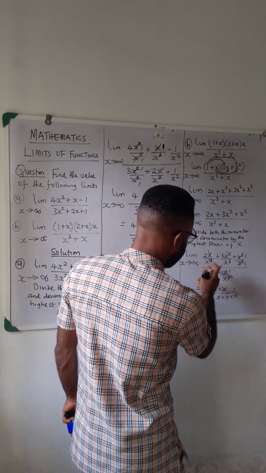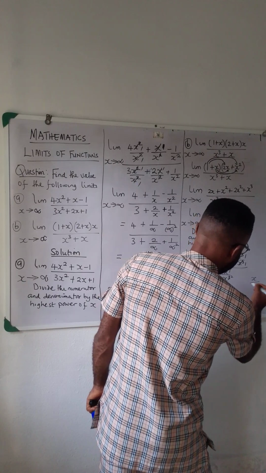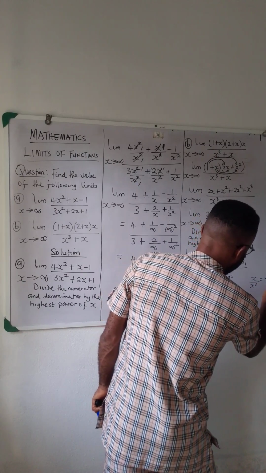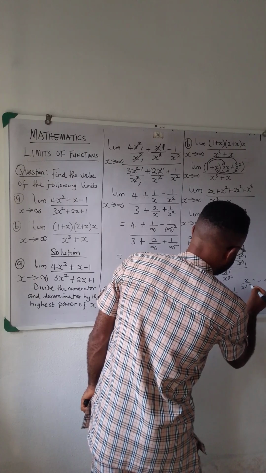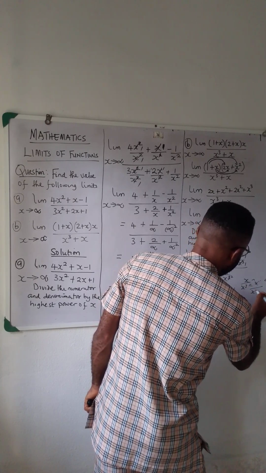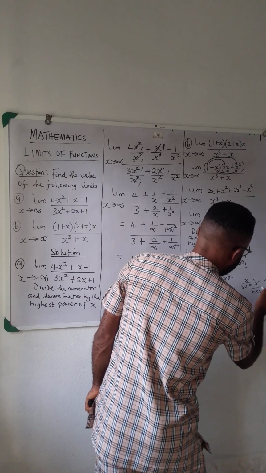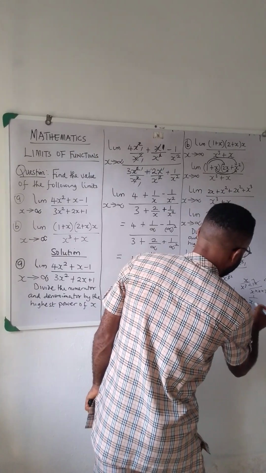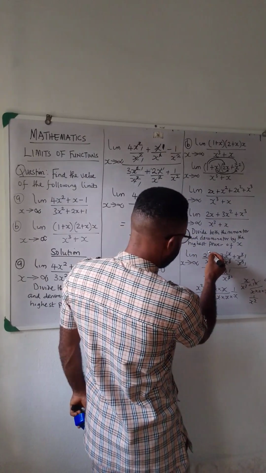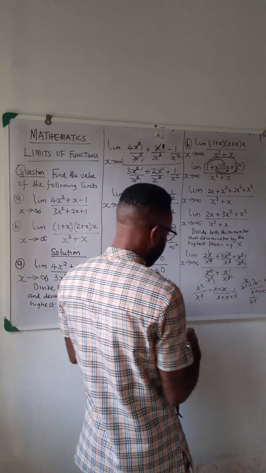The same thing applies here. If we have x divided by x cubed, it's the same thing as saying x over x times x times x. So 1 cancels out. It will be 1 over x times x, which is 1 over x squared. So that's why we have this one to be 1 over x squared here.